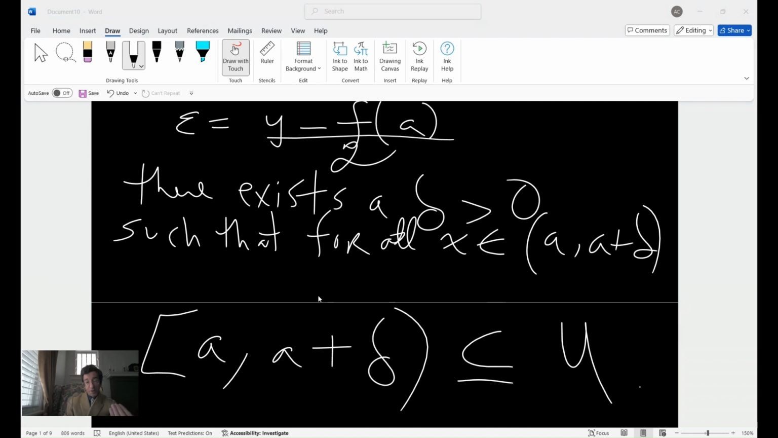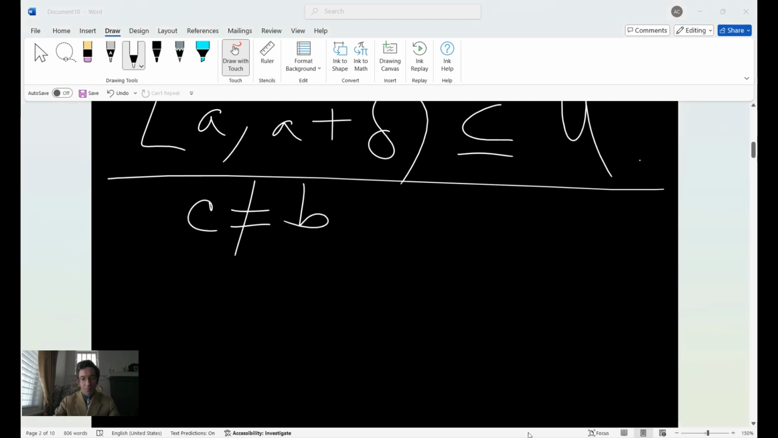And this forces the supremum, C, to be at least a plus delta. And if that's the case, then therefore C has to be greater than A. So now we can automatically discard, if we can call it a heresy, that C equals A. Our next point is to show our next claim, that C does not equal B.